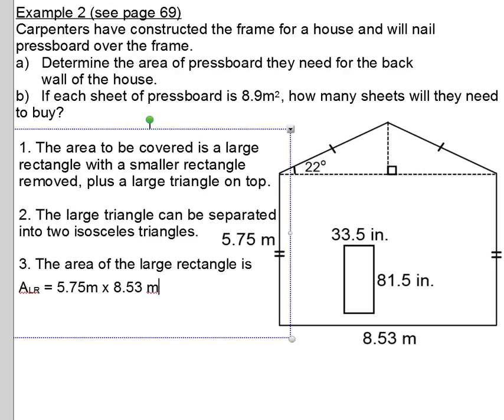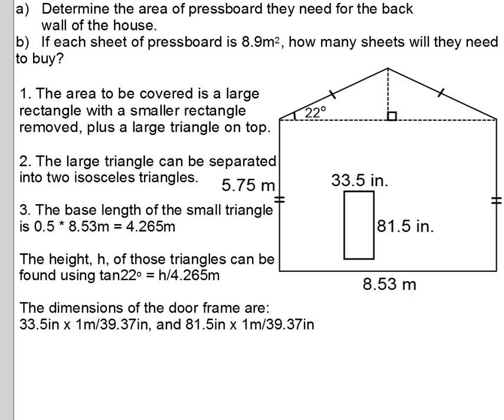Third thing is that we're starting to find the areas. So the large rectangle has a simple area of 5.75 meters by 8.53 meters. Since we're being asked to find the total area, and we're going to eventually relate that to the area of one sheet of pressboard, square meters, we would need to determine our area in meters. So I will have to convert the dimensions of the door frame into meters as well.